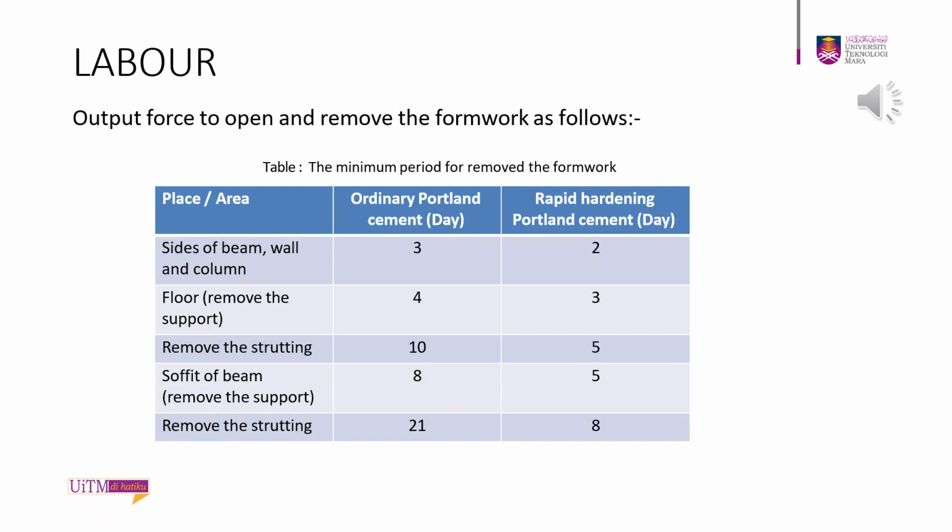This slide explains the labor aspect involved in removing formwork. The table shows the minimum number of days required before formwork can be stripped off, depending on the type of cement used. For ordinary Portland cement, the sides of beams, walls, and columns can be removed after 3 days, floors after 4 days, and strutting after 10 to 21 days, depending on the structural element. For rapid hardening cement, removal times are shorter, typically between 2 and 8 days. These durations are important because the labor cost of formwork removal depends on when workers can safely dismantle the formwork without affecting the strength of the concrete.